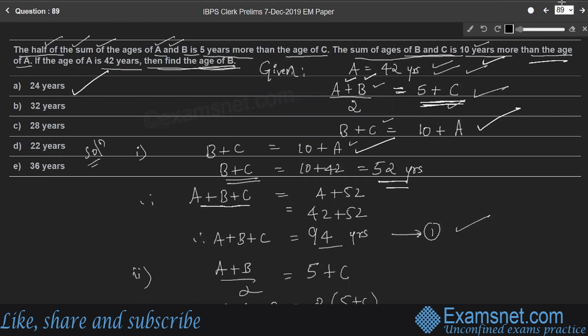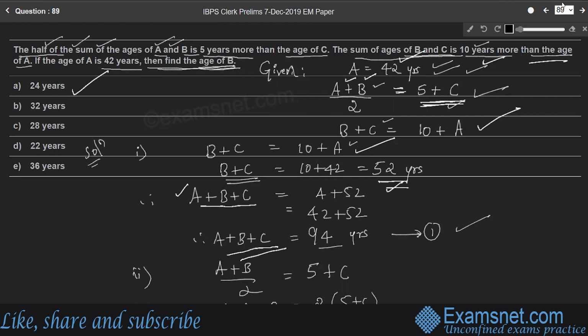Then A plus B plus C becomes A plus 52. Right? A's age is already 42. So A plus B plus C becomes 94 years. Here we are adding A to both LHS and RHS. Right? So A plus B plus C becomes 94 years.